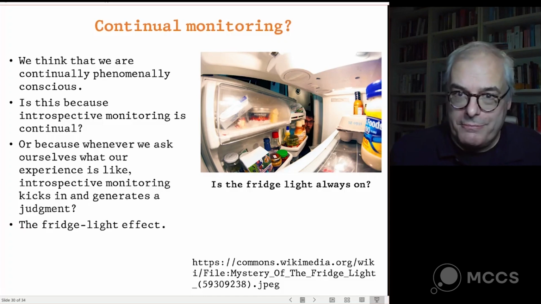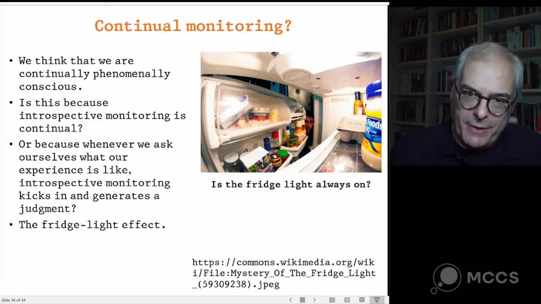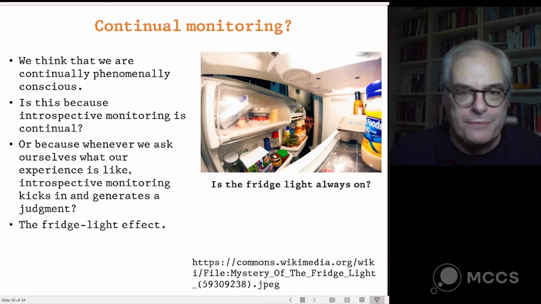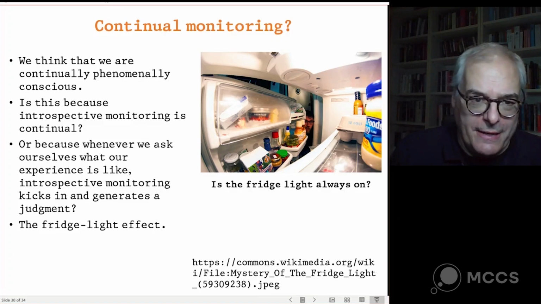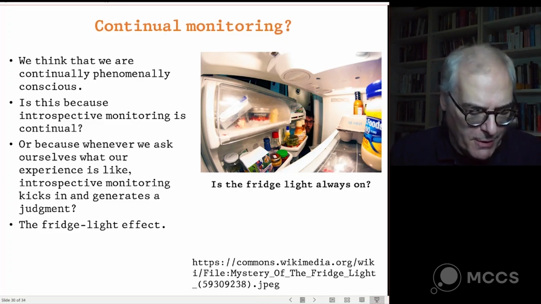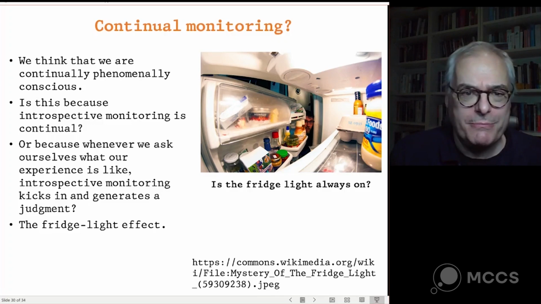Well, introspectively, we won't be able to tell, because all we know is that whenever we think about it, whenever we think about what our experience is like, we get an answer. So this isn't a question we can settle by introspection. It's a question for a theory of introspection, and for an illusionist theory of consciousness. And it may be the answer is not a clear-cut one either way. There may be intermediate positions, different levels of monitoring, perhaps different types of introspective monitoring.